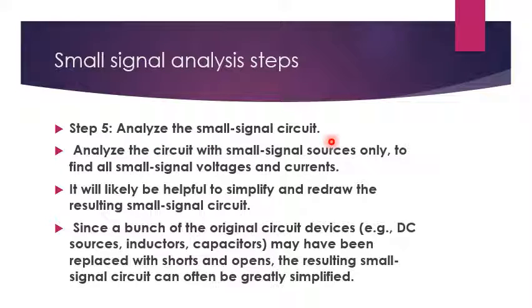Analyze the small signal circuit. You need to analyze the small signal circuit. So how will you analyze the circuit? Analyze the circuit with small signal sources only to find all small signal voltages and currents. So what you have to do is make all DC sources 0, and if you have any capacitor, you make it a short, and if you have any inductor, you make it an open. Okay, and if you have any voltage source, you short circuit it, and if you have any current source, you can open circuit it. Okay, right.